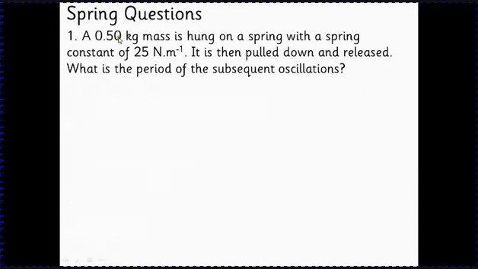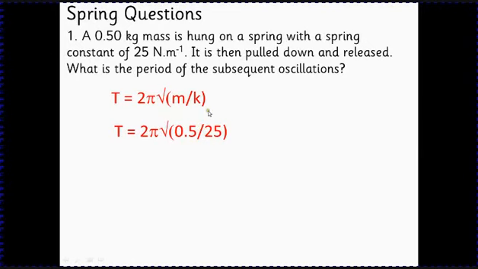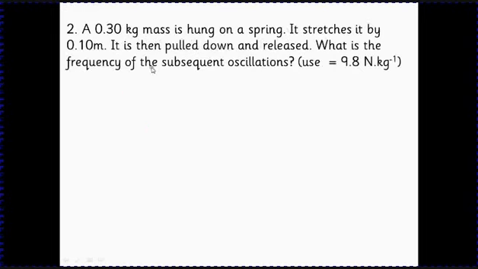So here's question 1. We've got a 0.5 kilogram mass hung on a spring with a spring constant of 25 newtons per metre. You pull it down, what's the period of the oscillations? We should be able to do this one hopefully. Here's our equation, T equals 2 pi root m over k. Here's our mass, 0.5, it's already in kilograms. Here's our spring constant, they've been nice and just given us that number. Put the numbers in your calculator and you should get 0.989 seconds. So that's a nice straightforward question. Sadly they're not usually that easy.